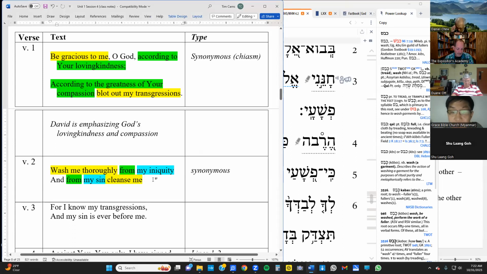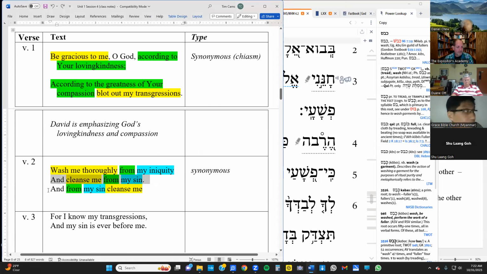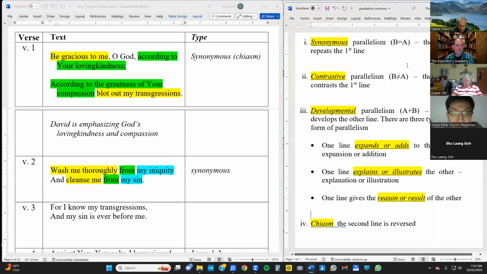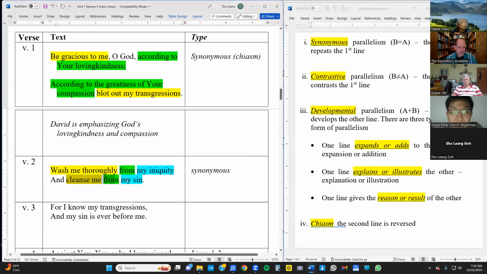Now, the English translations, they all did it this way. I don't know why, actually, but they decided to just translate it this way, but actually they should have followed the Hebrew word order, because it would have shown more clearly the chiasm.